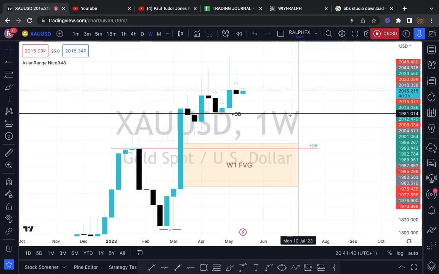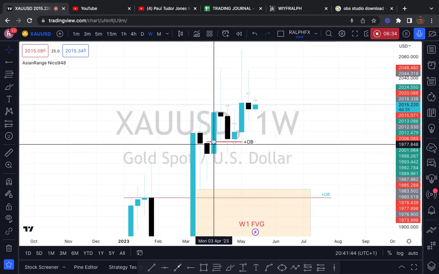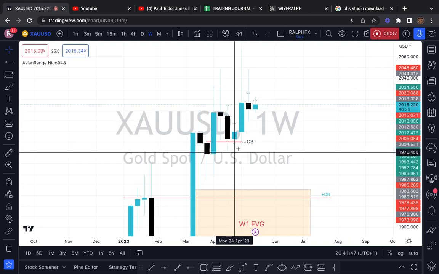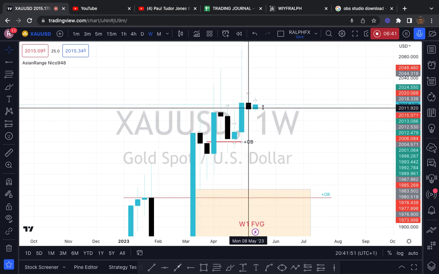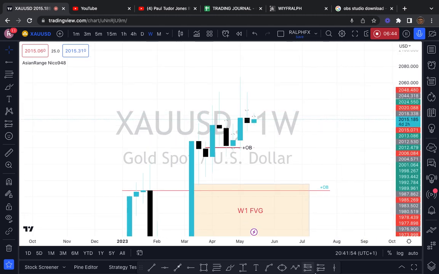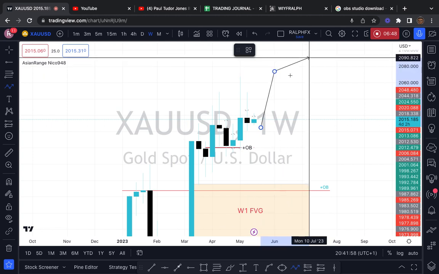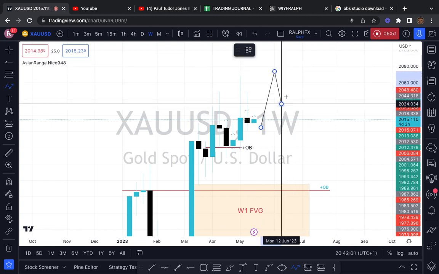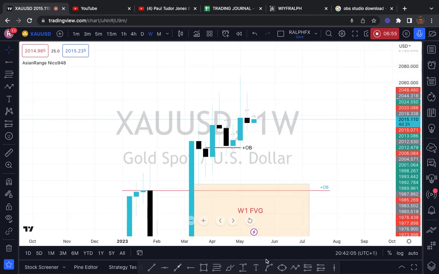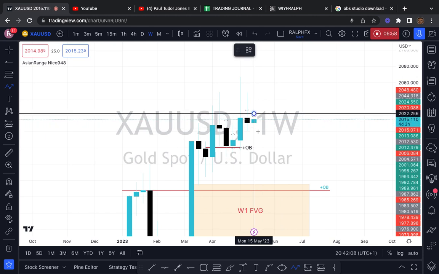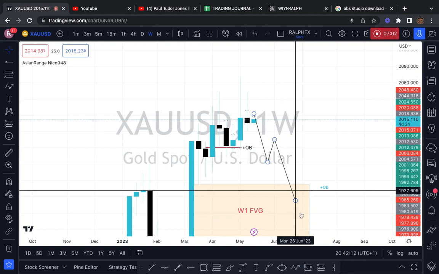Now, if we look at what we are seeing here, we've seen this move to the downside, and price broke above. So we can see price retesting here. There's only two things price could really do from here. We get that expansion to the upside, or alternatively, we get a push to the downside, and this acts as a breaker block, and we move down.